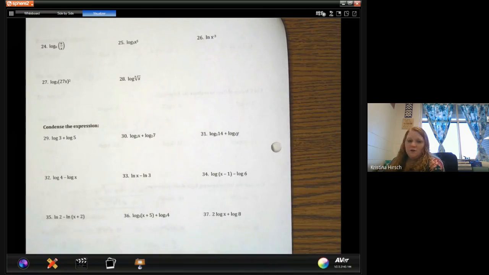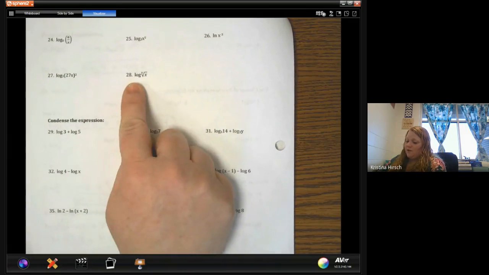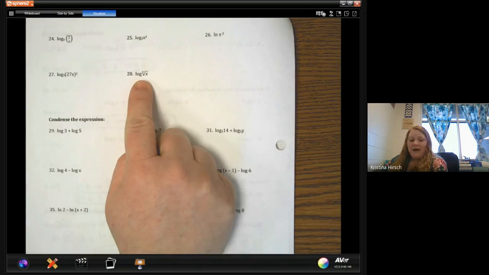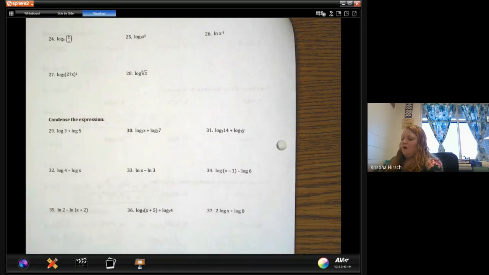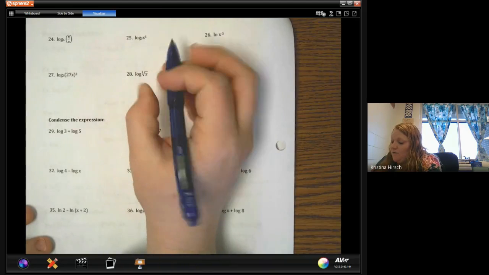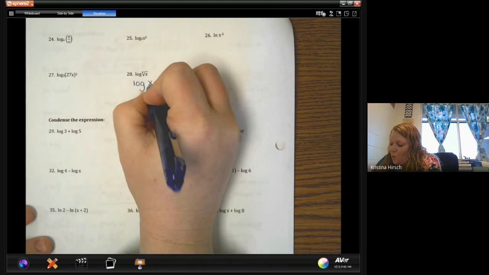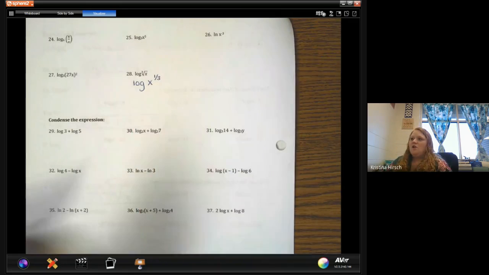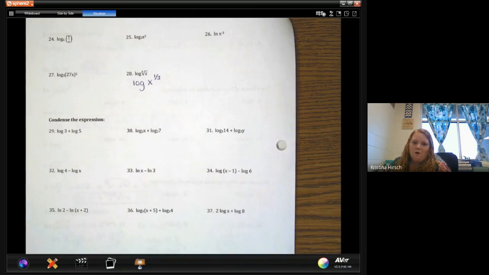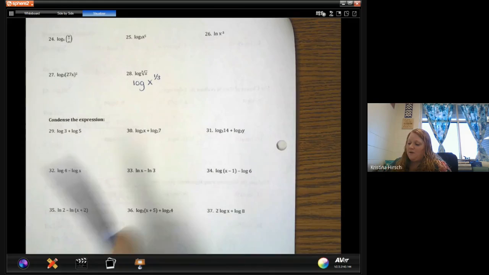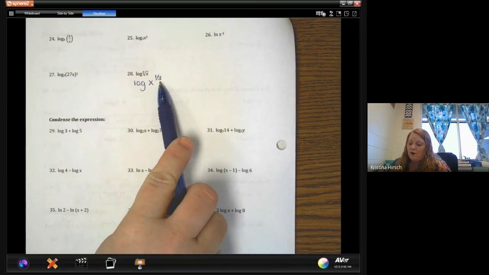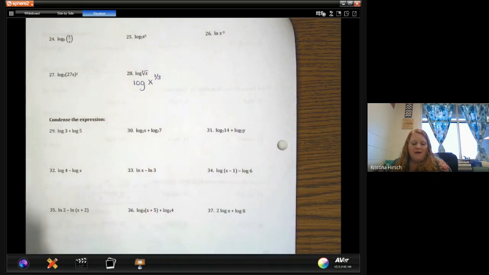Some of these are a little bit trickier, so I'll take a look at this one with you, like number 28. You have the cube root of x. I know that looks kind of weird, but don't freak out about it. When we look at that, don't forget that that would be the same thing as log of x to the 1/3 power. So don't forget about what we've learned about rewriting radical notation to exponent notation. The cube root is the same thing as the 1/3 power.